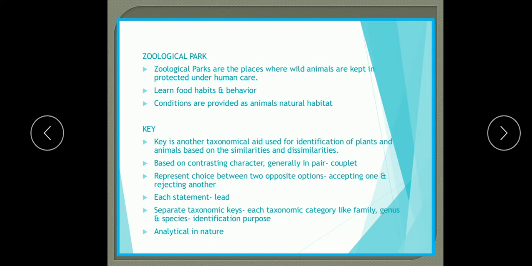So that we can get knowledge about the food habits and behavior of the animals, and about the conditions provided to these animals, which are their natural habitat. So what is the role of the zoological parks? In zoological parks animals are kept under protection. They are the repositories of threatened wildlife. Threatened means whose life is in danger. So they provide a place for threatened wildlife, and a storehouse of knowledge on animal behavior and their breeding habits.